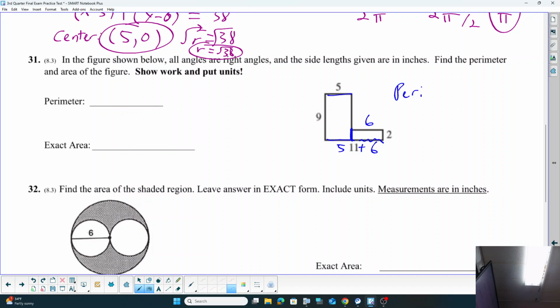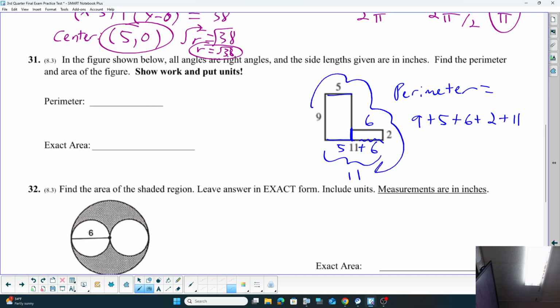And so for the perimeter we're going to add all those up. So that's 9 plus 5 plus 6 plus 2 plus 11, because this whole thing is 11. Nice. So that's just adding all the way around. And so 9 plus 11 is 20, plus this 11, and then plus 2. So that's 31, 32, 33. So our perimeter is 33.